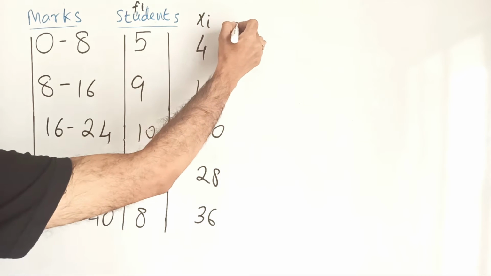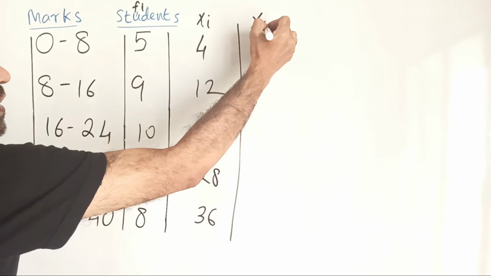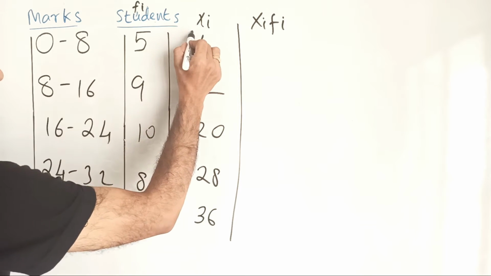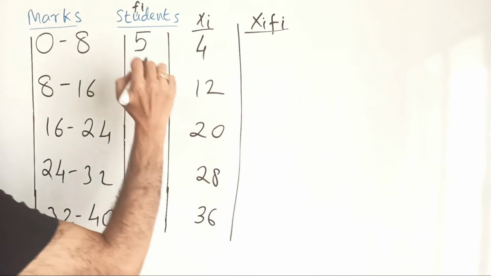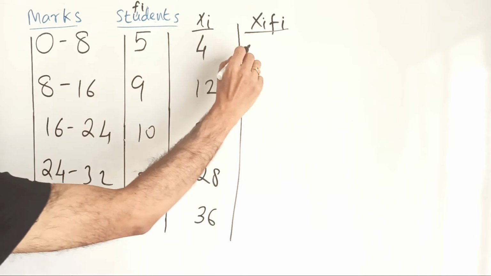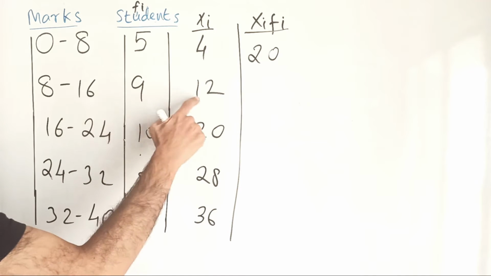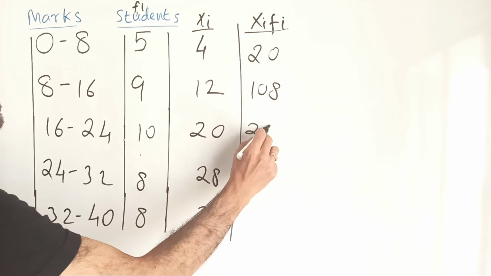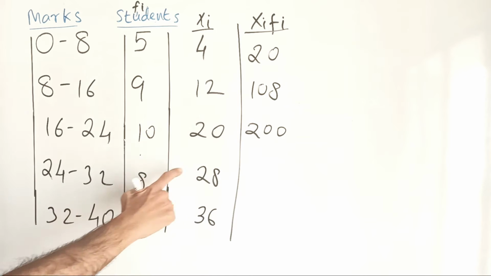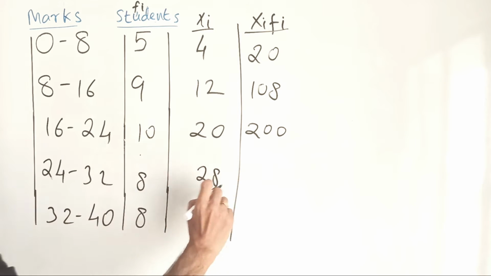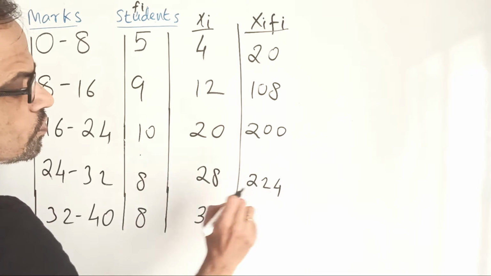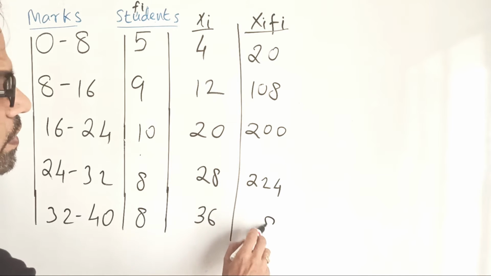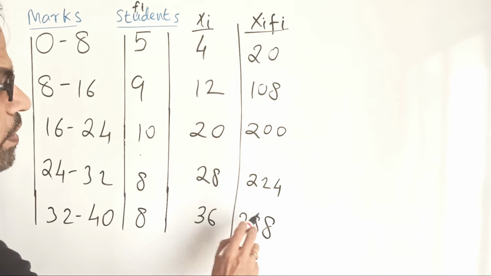Now we will create one more column here. What? xi into fi. Listen properly. This is xi, this is xi into fi. It means multiplying: 5 fours are 20. 12 nines are 108. 10 twenties are 200. 8 eights are 64. And this is coming to 220. 4 multiplied by 8... 6 eights are 48, and 48 plus 240 gives 288.